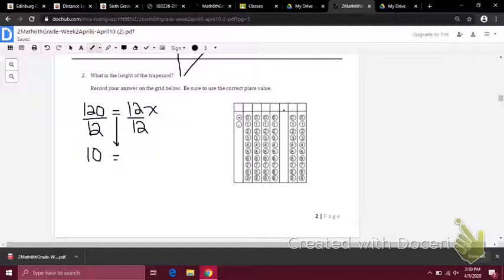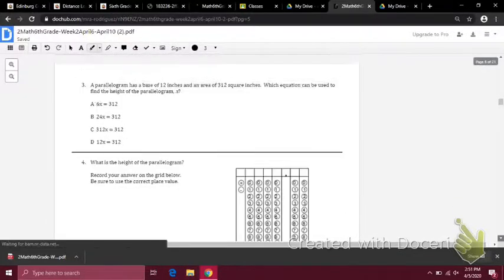On this side, 12 divided by 12 is equal to 1, so it's actually equal to 1x. And another way to write 1x, remember, is simply x. So if you look at this right here, you just bubble it in there. All right, you're going to do the rest of these problems the same.